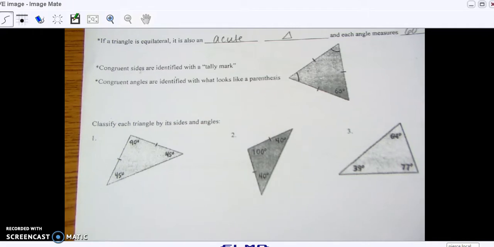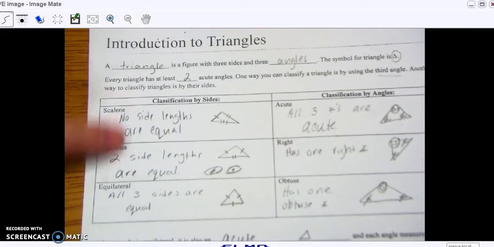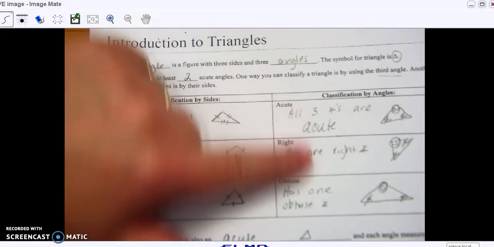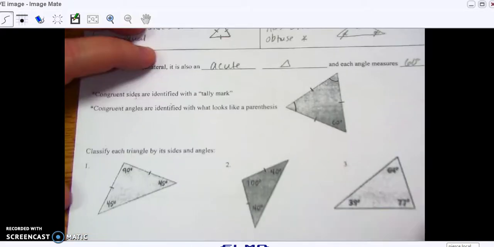Now, what you should have here is, guys, two words. Each triangle, if I'm going to classify it by its sides, is going to be different than classifying it by its angles. Here are my side words right here, and here are my angle words right here. Let's talk about sides first.